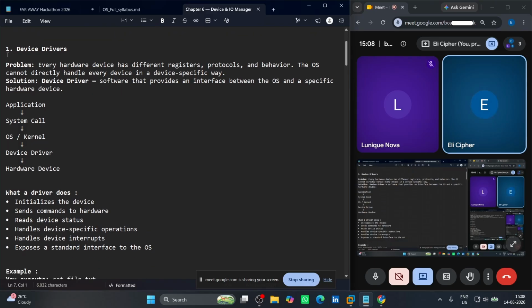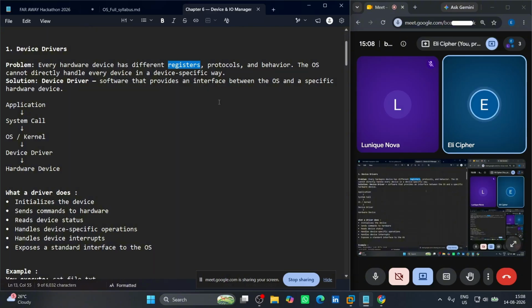Now the first part of our chapter is device drivers. What's the problem actually? The problem is every hardware device has different registers, protocols, and behaviors, and the OS cannot directly handle every device in a single specific way. Firstly, I wanted to know what registers are here.